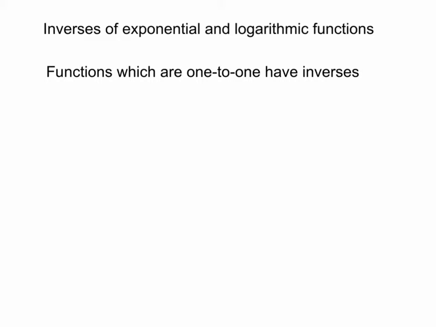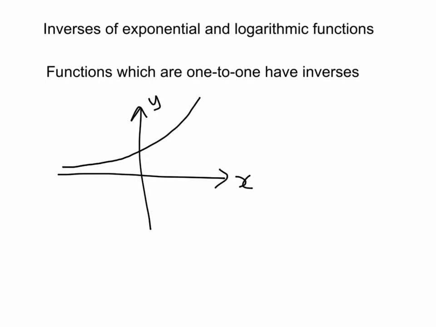Alright, so we're finding the inverses of exponential and logarithmic functions. So, in brief, functions which are one-to-one have inverses. Here we have a typical example. Here's an x-axis and a y-axis, very squiggly. You'll see hopefully that the exponential graph is one-to-one. And going from previous knowledge, if we make a reflection around the y equals x line, then you'll hopefully see that that is a logarithmic graph as well.